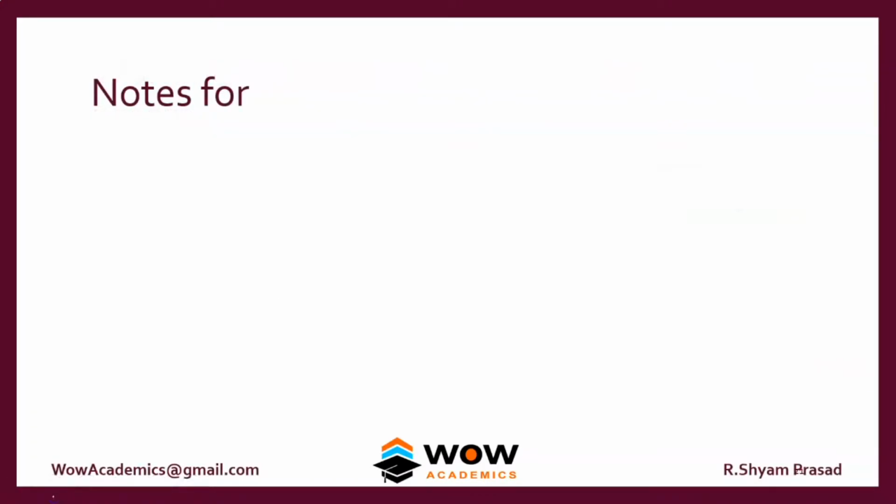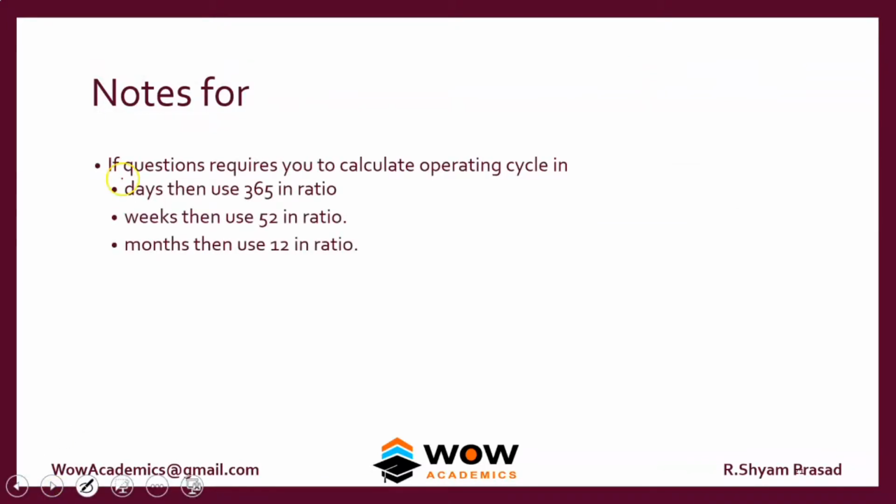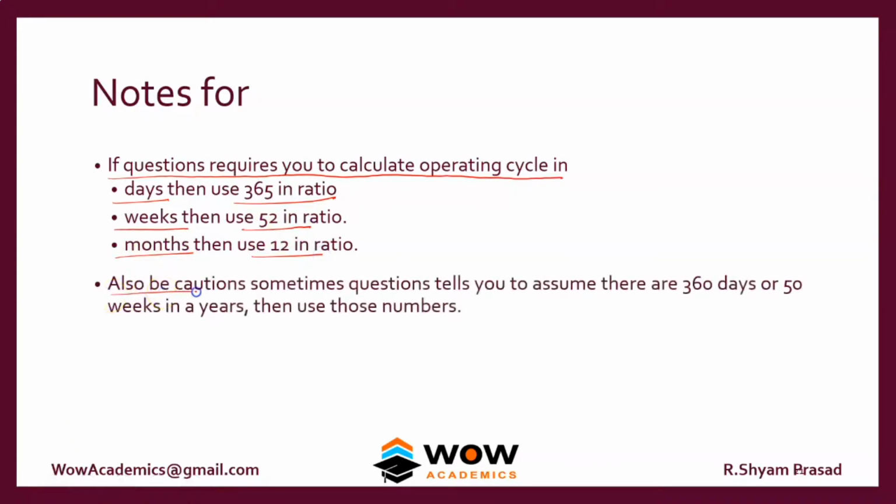So while doing these formulas, we have to understand that there are some notes. For example, if the question requires you to calculate operating cycle in days, then use 365 in the ratio. If it asks for weeks, use 52. And if it asks for months, use 12. Also be cautious. Sometimes the question tells you to assume there are 360 days in a year, or 50 weeks in a year. Then use those numbers. Do not use the 365 and 52.